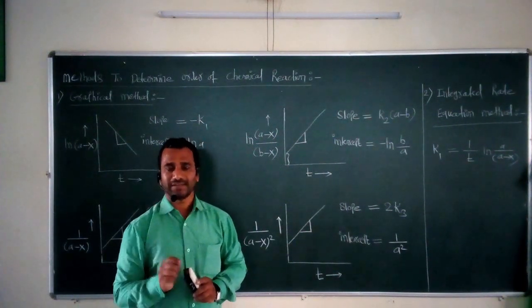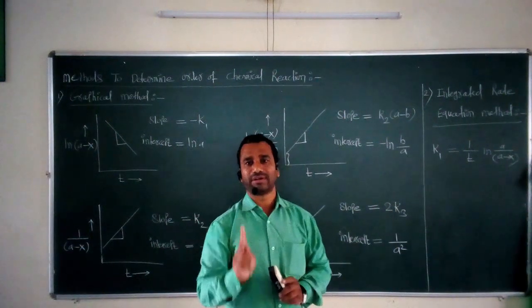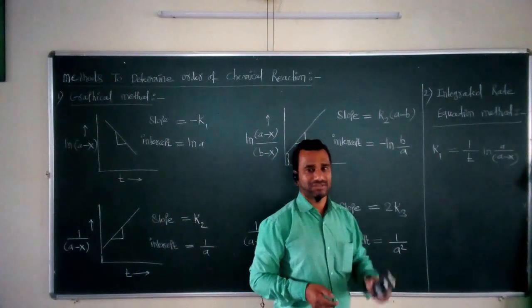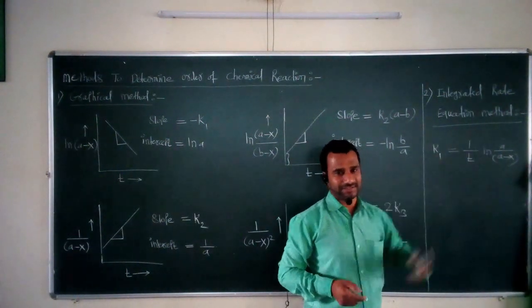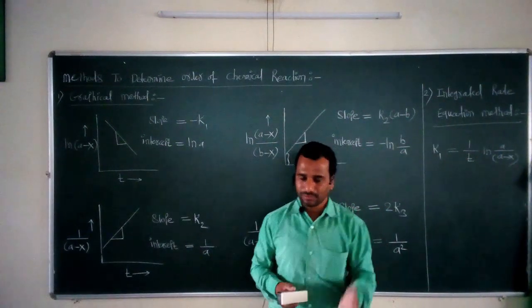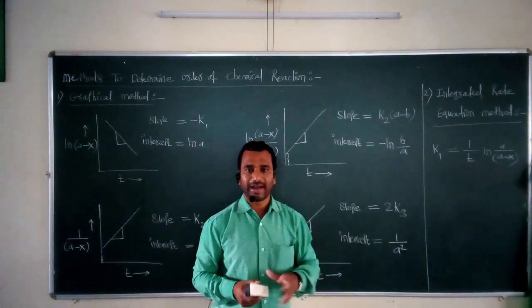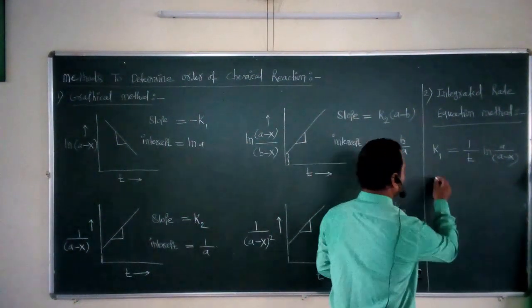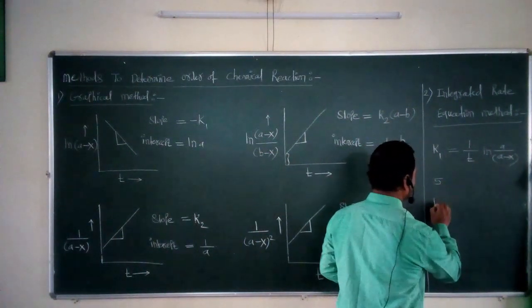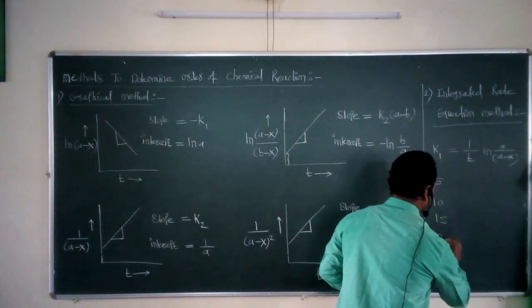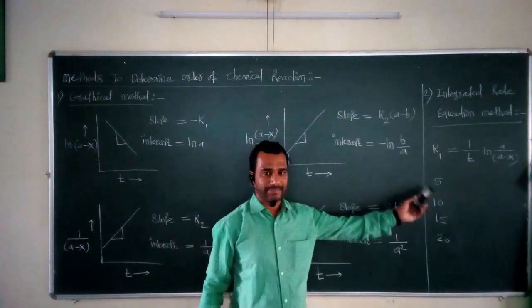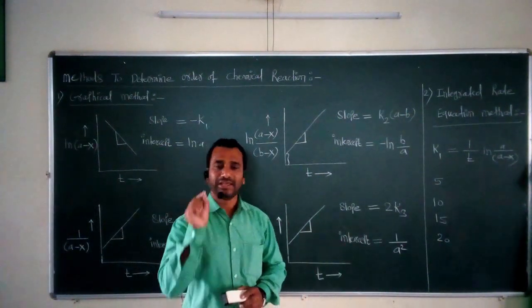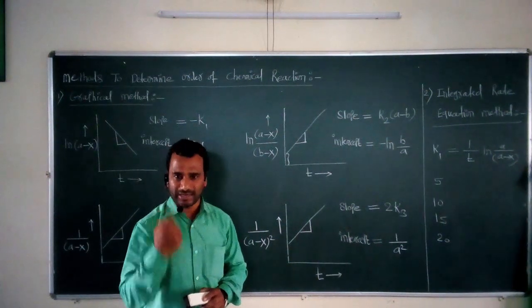Then what do you have to observe there? You have to note down two different parameters. The first parameter is the concentration, this A as well as this A minus X, meaning the concentration of reactant as well as the concentration of product at different time intervals experimentally. Suppose the times are 5 minutes, 10 minutes, 15 minutes and 20 minutes. At these time intervals, you have to note the concentration of reactant and products.